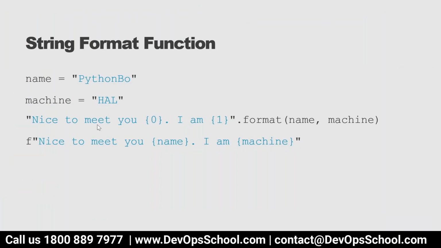So if you see here, you are specifying nice to meet you, and automatically curly braces 0 means the first string defined, and then the second defined like that, with format name and machine. So here name is 0, the first index, machine is 1. So this way you can do that. In short, you don't have to use format, just use an f, and directly, instead of the index, you can put the name directly in the string. So this way also you can format it, up to you.